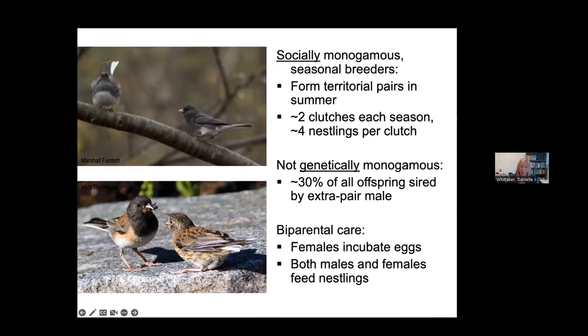They do help raise the offspring though, so they have biparental care. Only females incubate the eggs and brood the nestlings, so they're the only ones sitting on the nest, but the males stick around the whole time, and both males and females feed those nestlings once they've hatched.